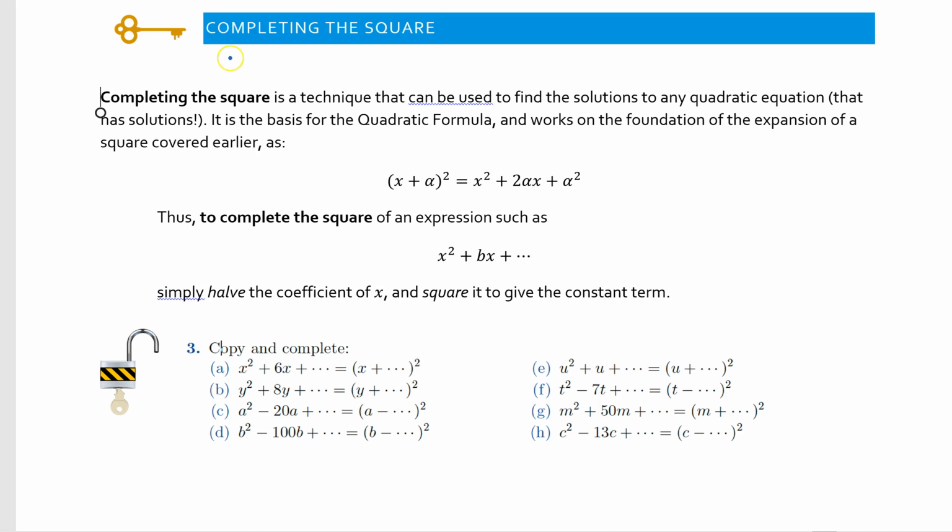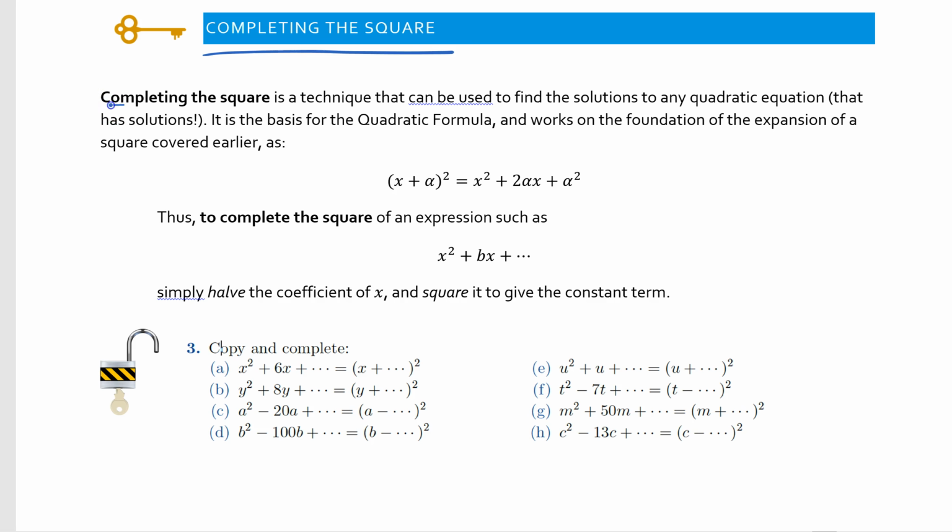Hello mathematicians, we'll now have a look at the last of our topic areas within this particular chapter, and it's completing the square. Now completing the square is again a valuable algebraic tool for some things that we'll look at later on, mostly to do with the quadratic formula, but also to do with parabolas and circles, as we'll see.